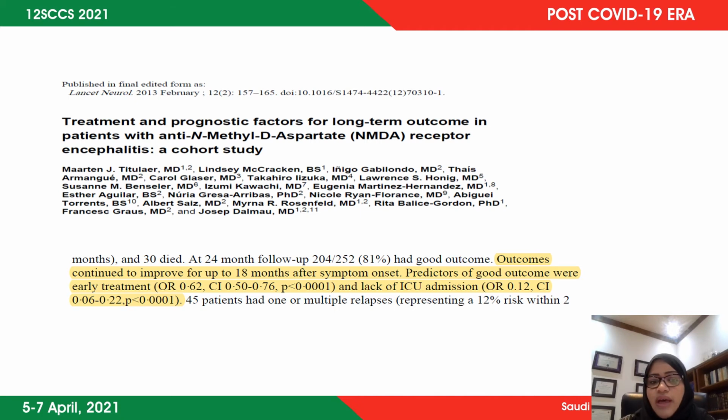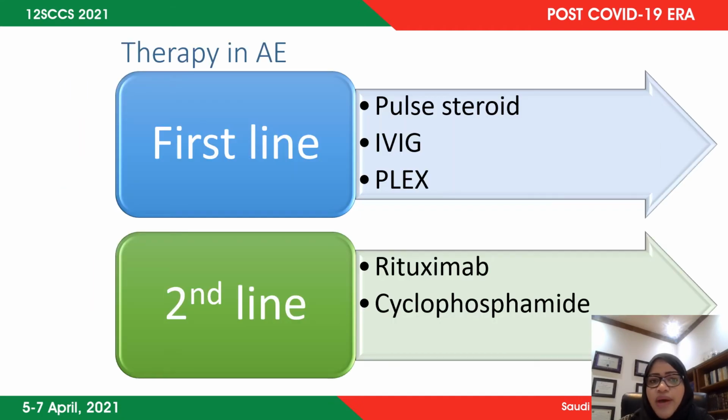Coming to the therapies used in autoimmune encephalitis, it has been described that we have first-line therapy and second-line therapy. First-line therapy generally uses pulse steroids, which can be given for 3 to 5 days. IVIG can generally be given at 2 grams per kilo, over 2 days or over 5 days, depending on the protocol that you use in your hospital.